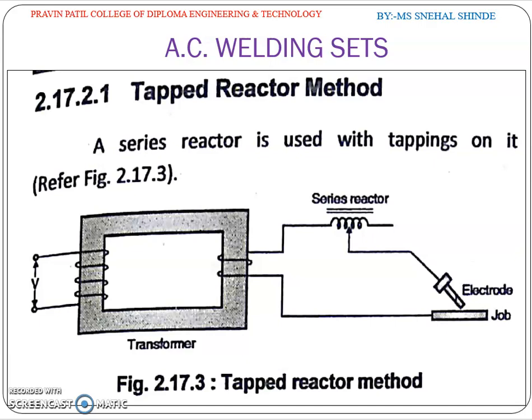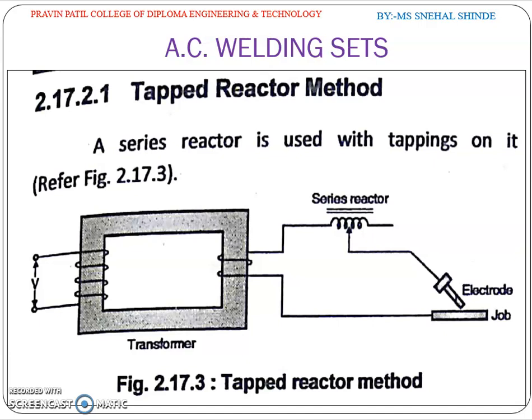Some control device is also used along with this transformer. The secondary winding is air-cooled and made up of copper strip. Oil-cooled transformers are also used. The air-cooled sets are cheaper in cost, lighter in weight and easier to maintain. So here the current control in the welding transformer can be obtained in the following ways.